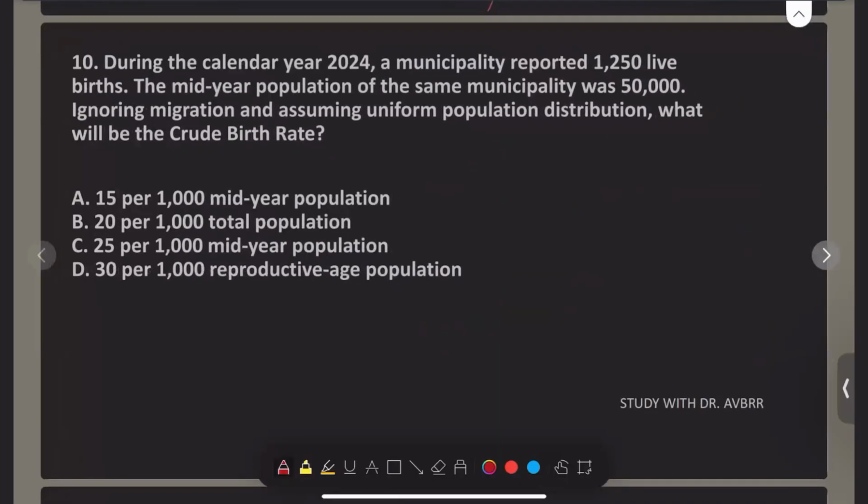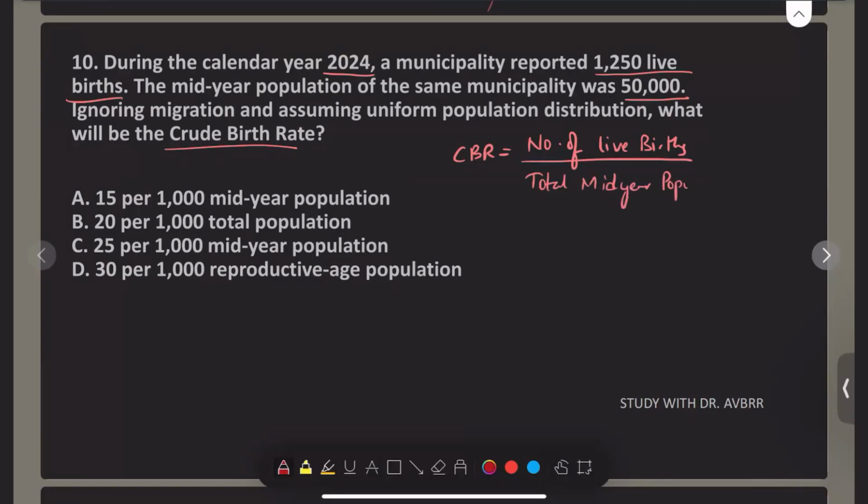So the last question. During the calendar year 2024, a municipality reported 1,250 live births. The mid-year population of the same municipality was 50,000. Ignoring migration and assuming uniform population distribution, what will be the crude birth rate? So they're asking for crude birth rate. Let's write down the formula: number of live births by total mid-year population into 1000.